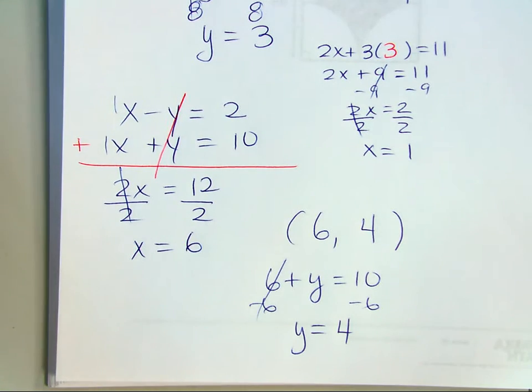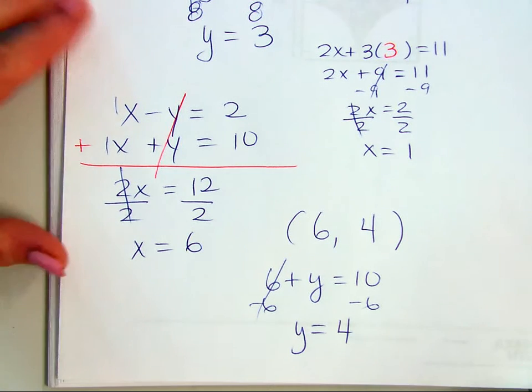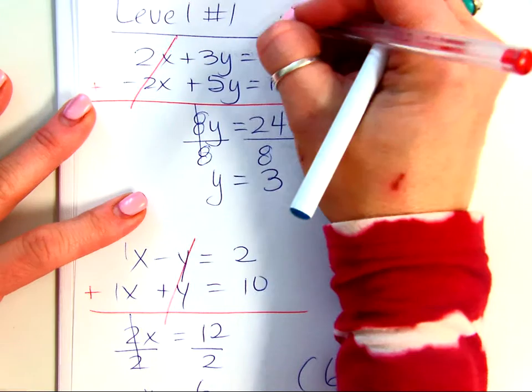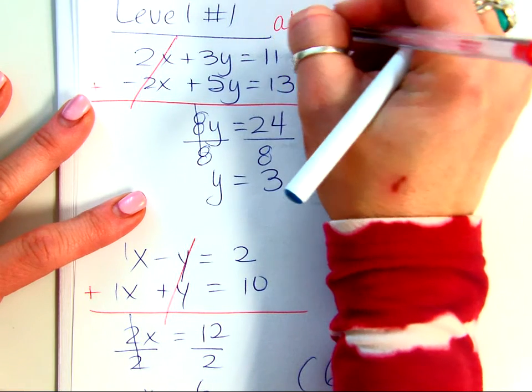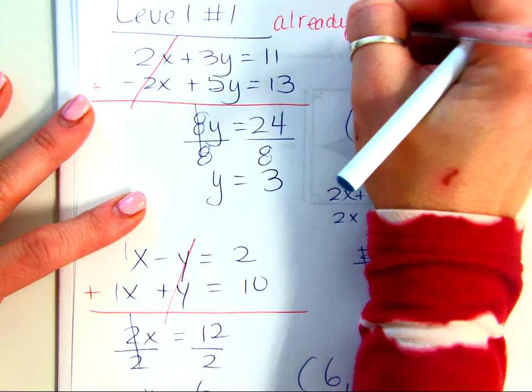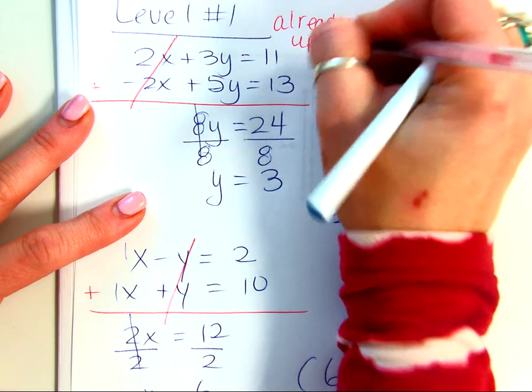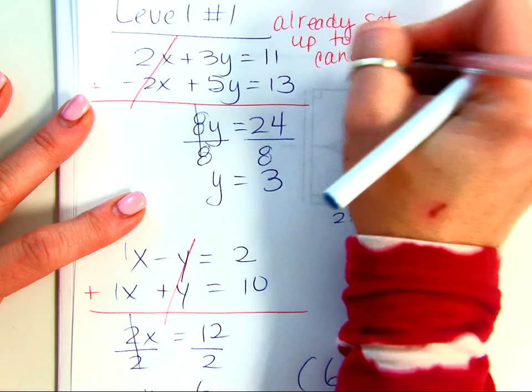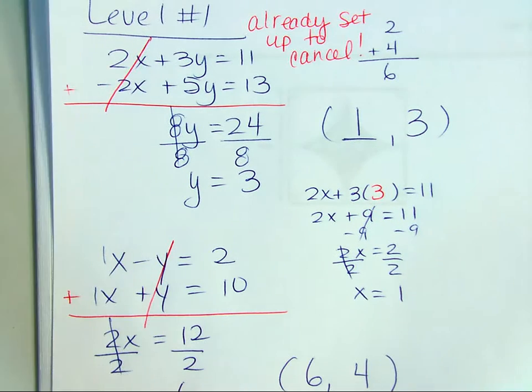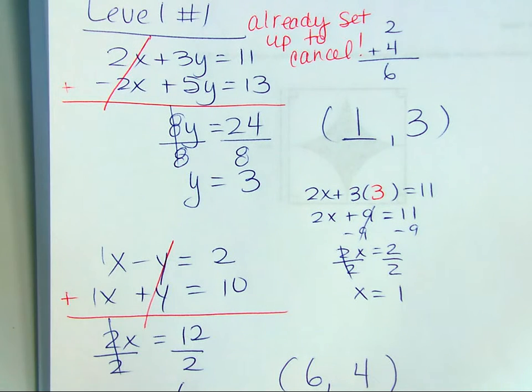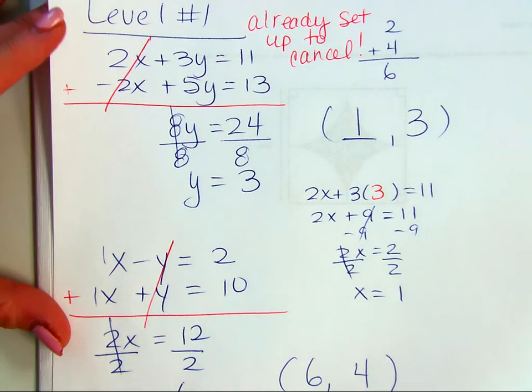Are you good on level 1? There, level 1, we're going to put right next to this level 1 up here, there's going to be hints for each one. Already set up to cancel. And that's what makes it a level 1. Okay. So level 2 is not so bad.